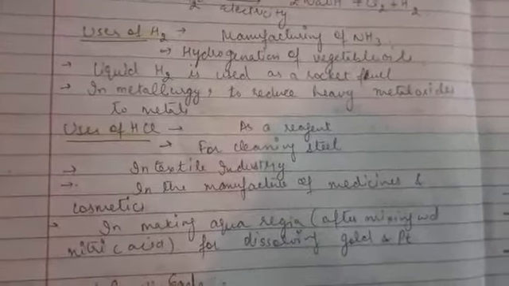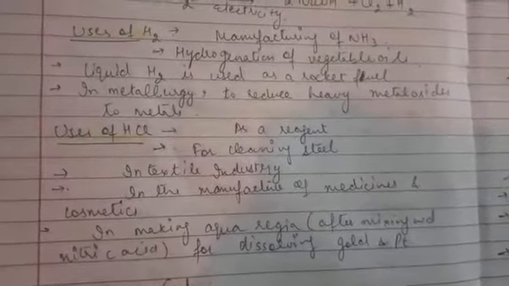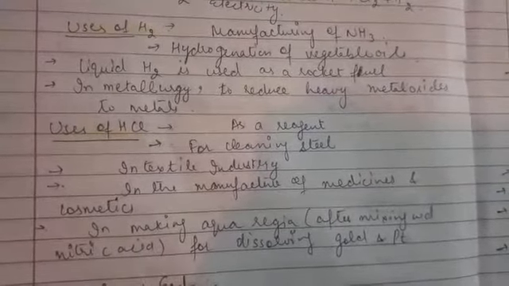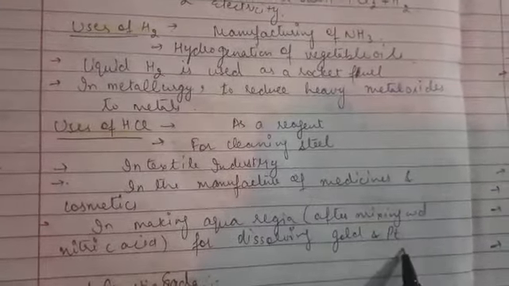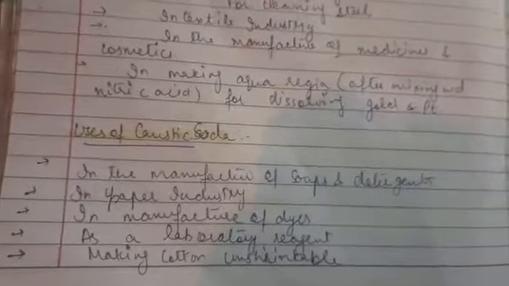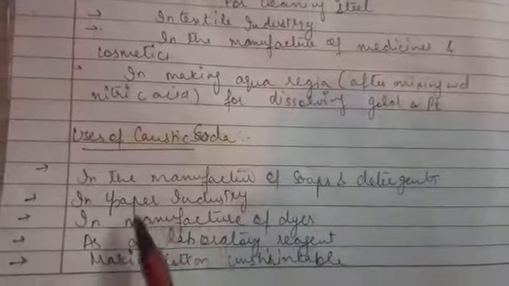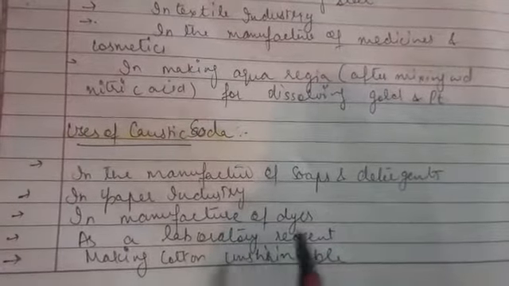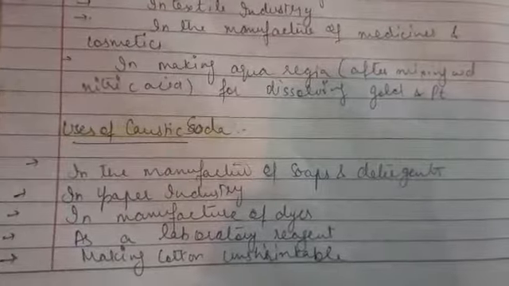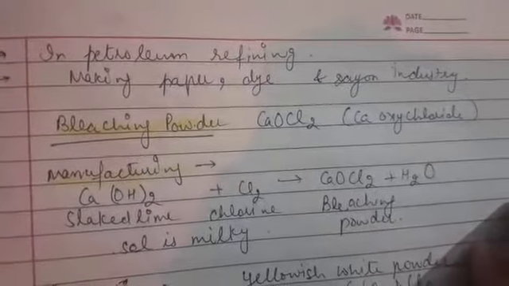Now, what do you mean by aqua regia solution? After mixing with nitric acid, they form the aqua regia solution for dissolving gold and platinum. Now, what are the uses of caustic soda? Caustic soda is used in the manufacturing of soaps and detergents, in the paper industry, in manufacture of dyes, as a laboratory reagent, making cotton unshrinkable, in petroleum refining, and in the paper, dye, and rayon industry.